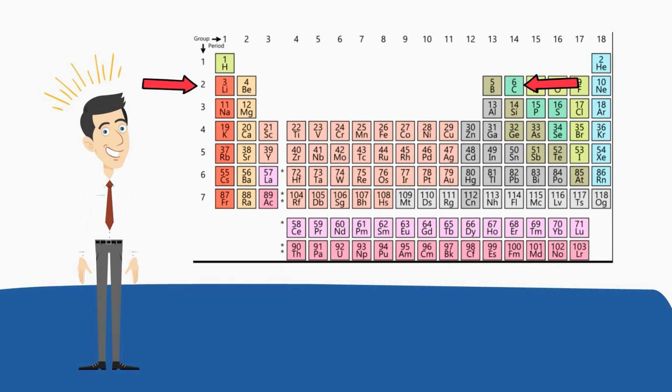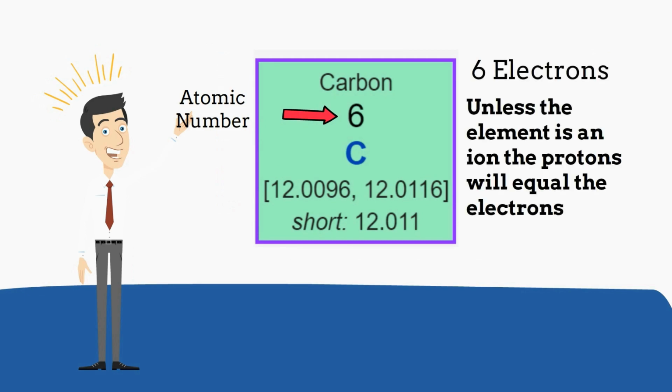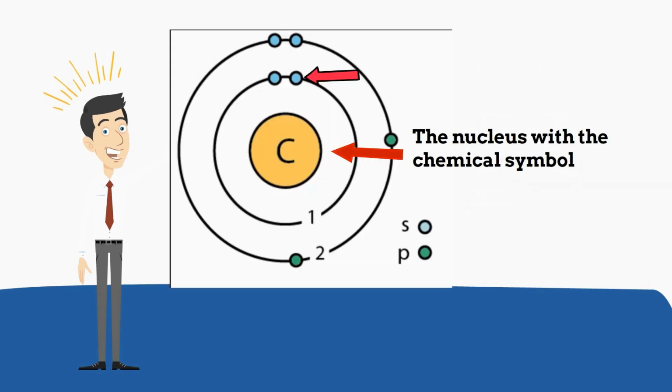Next, you need to figure out the number of electrons that carbon has. Since it has 6 protons and has a neutral charge, it will have 6 electrons. Next, you begin to fill up the shells, starting from the lowest energy shell and working outward. Now, there's a couple rules for filling up the shells.